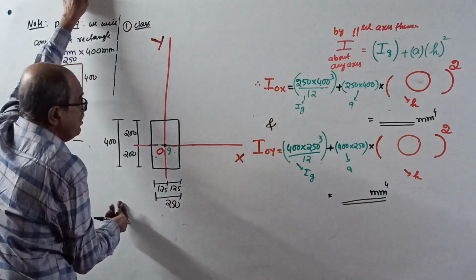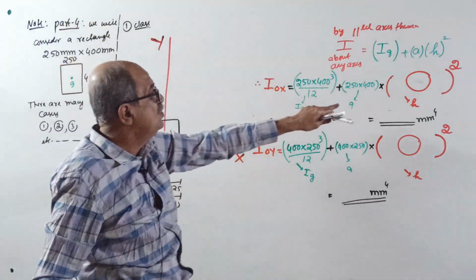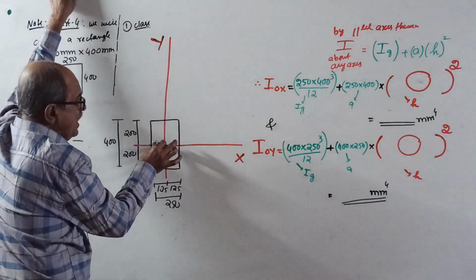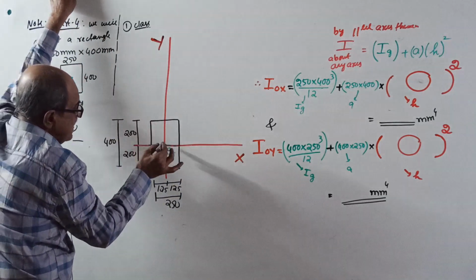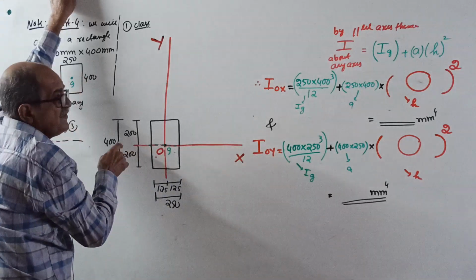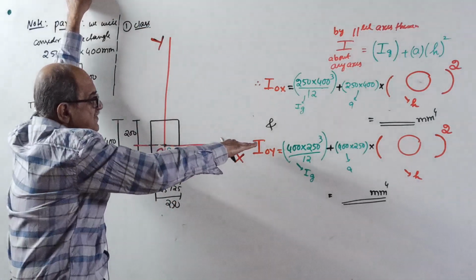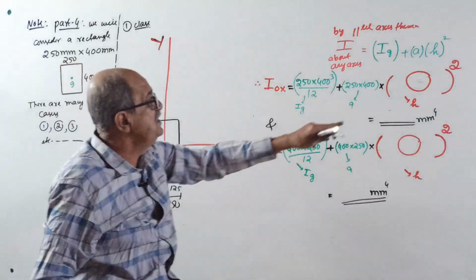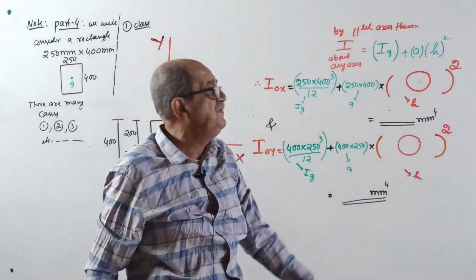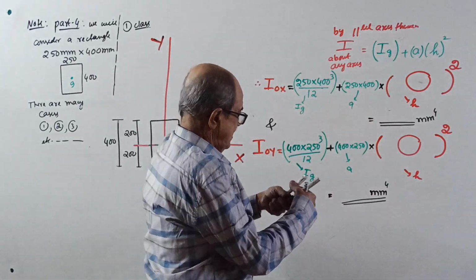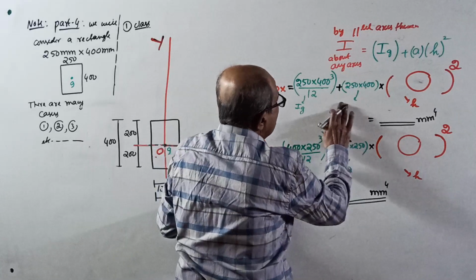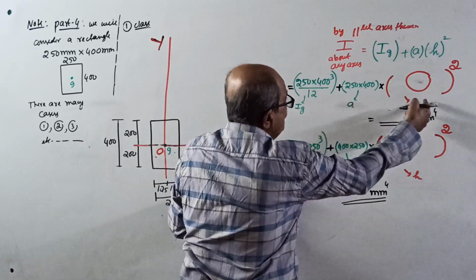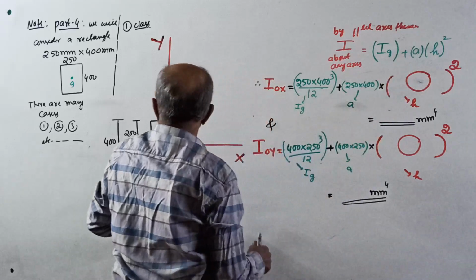Parallel side into perpendicular side cube by 12 plus area 250 by 400 into the perpendicular distance from the centroid of the component to the OX axis. The centroid of the component lies on the OX axis. When the axis is horizontal, the distance is vertical, and there is no vertical distance because it coincides. Therefore 0 square. The answer is not required. This is Ig plus A h square: Ig, area A of the component, and h square.